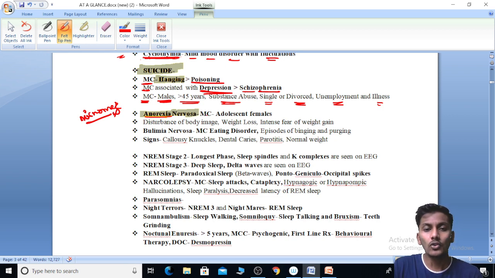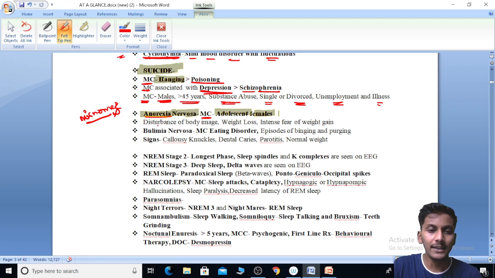Now, it is more commonly seen in whom? So, please remember, guys, usually eating disorders all over are more common in adolescent females, right? Almost the teenage age group of females, right? 17, 18, 19, 20, those ones. Yaad rakh lena. Now, what are the features seen in cases of anorexia nervosa?